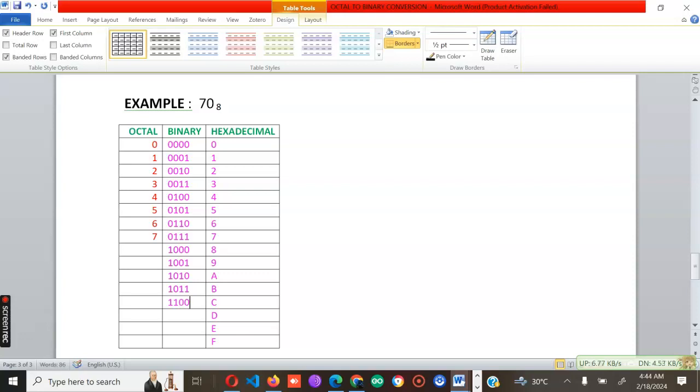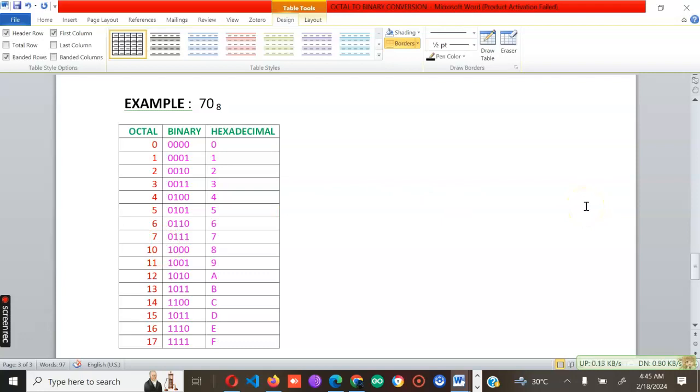For the 12, 1100, 13 is 1101. And for the E, we have 1110. And lastly, the F is 1111. So for the 0 it is 000. For the octal, from 7 we have 10, 11, 12, 13, 14, 15, 16, 17. 17 is our last digit.